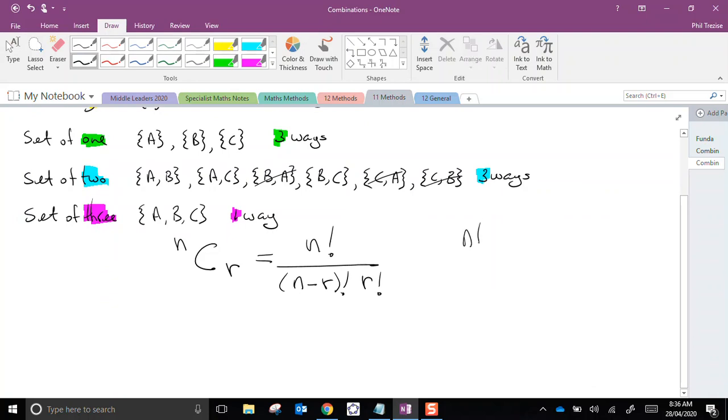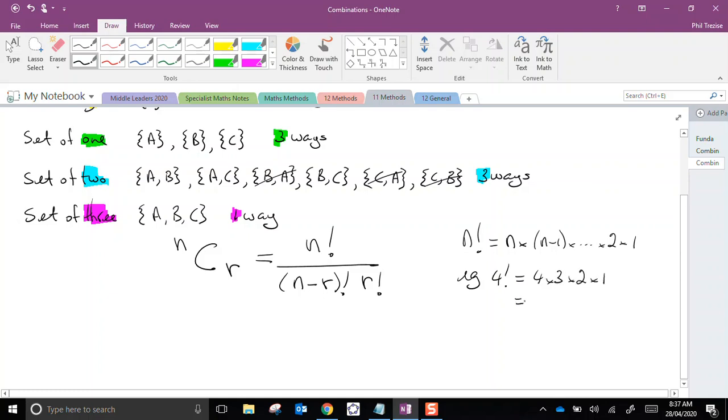Let's see. A factorial n is literally the number n, start with n, then multiply by the number that's one less, and then all the way down until you finish with 2 times 1. For example, if I said 4 factorial, I'd need 4 by 3 by 2 by 1. And that's going to be 24. That's a little idea that we need to use in our bigger rule here.